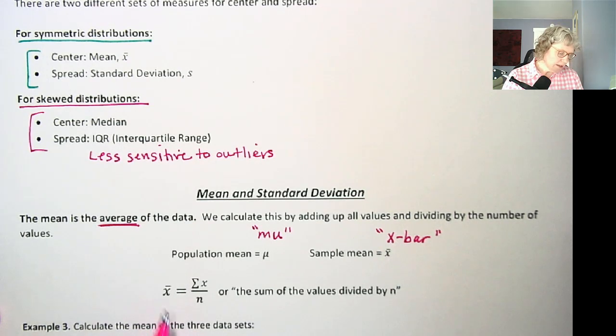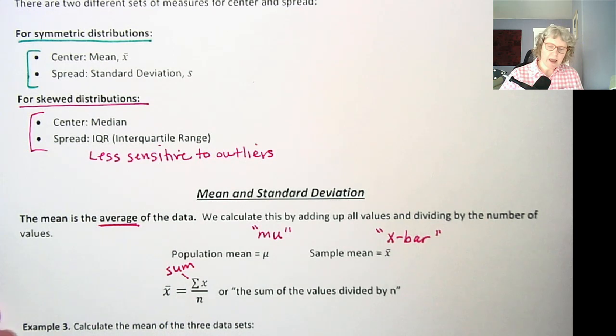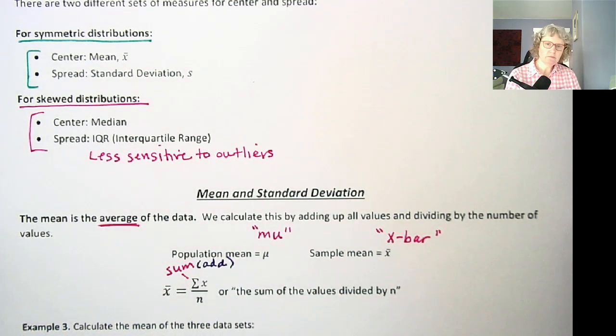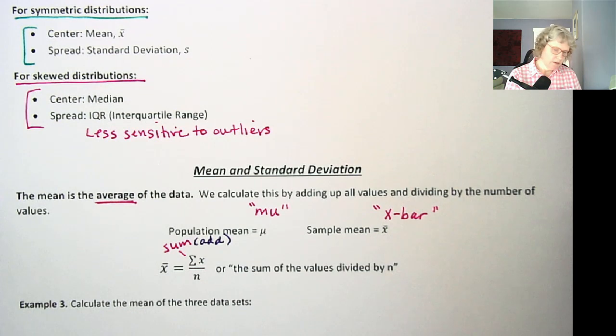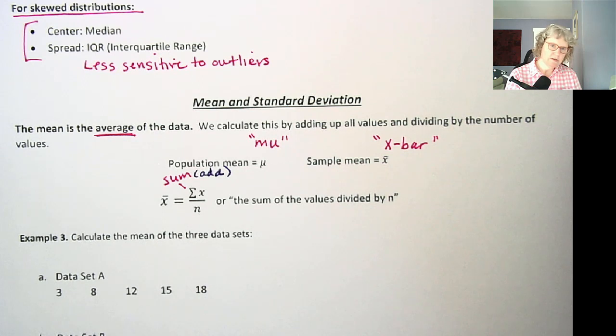To calculate this, we're most often going to have a sample, so I'm going to use x bar. What we do is sum up all the values and divide by the number of values we have. This capital sigma means sum. It looks a little daunting, but what it means is add up all the values. Sum or add. Okay, so let's do a couple of examples and see what happens.